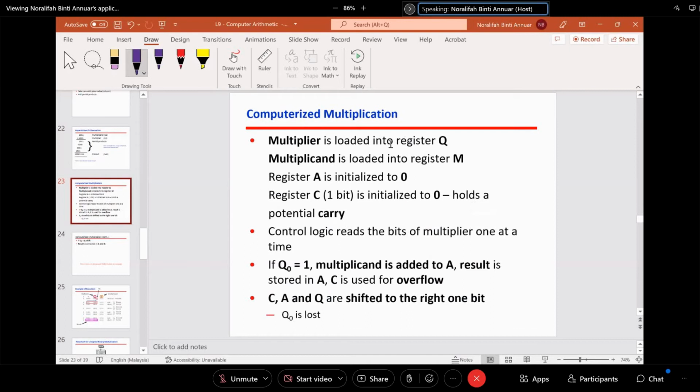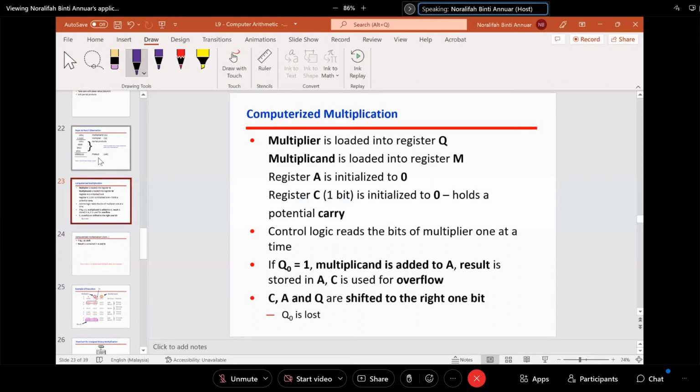Okay, dalam komputer macam mana? Ada register. So the register Q, register M. If you refer to some textbook, I found one, M is dia letak B. So doesn't matter. B ke M ke, tak kisahlah. Tapi dalam total ni is we call it register M. Just a register name only kan. So multiplier is loaded into Q, multiplicand is loaded into M.